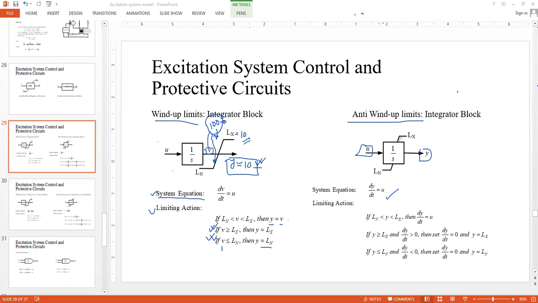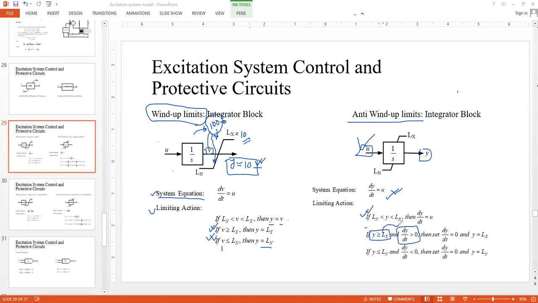That means you are limiting actually the output of the integrator directly. You are not allowing this winding up of your variable. So this increase beyond the limit is known as the winding up or accumulation. So the system equation remains same. Now the limiting action, we have to check actually two things. Okay, if Y is within the limits, then there is no problem. Of course, dy by dt is simply U. But if Y is beyond Lx, then you have to check another additional condition, that whether the change in Y is also positive or not.